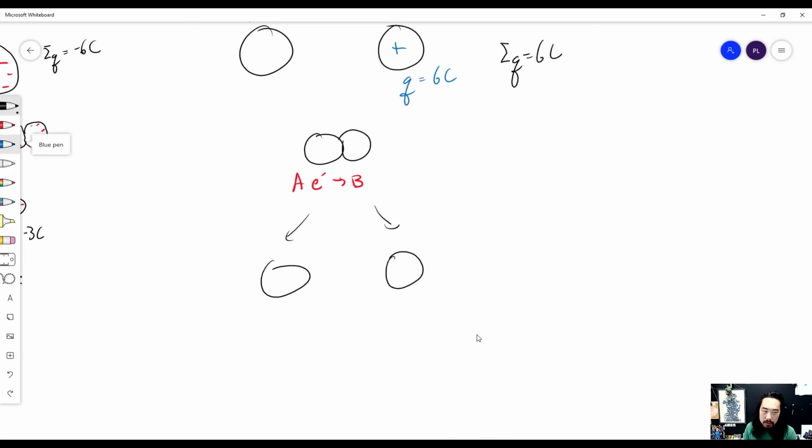Okay, even though the negative charges are the ones that move, it's an equal distribution. So here the Q is 3 coulombs, and this is also 3 coulombs. And so what this means is that here -3 coulombs went from A into B, just like that.